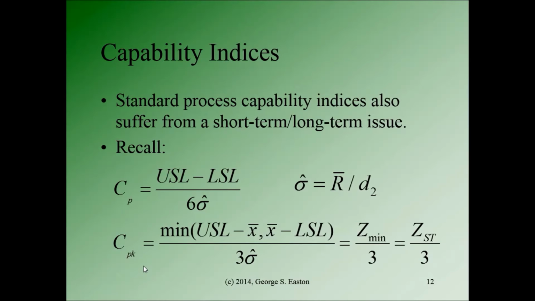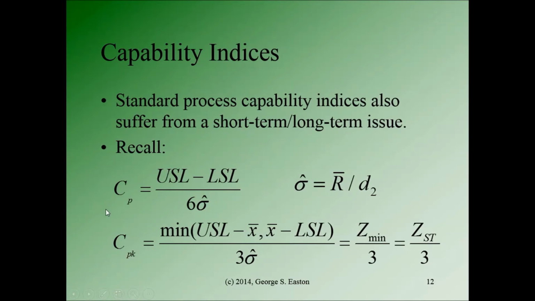Next, I want to talk about process capability indices because they also can suffer from a long-term, short-term kind of issue. So first, recall the definition of the standard process capability indices C sub P and C sub Pk. C sub P is simply the distance between the specification limits divided by 6 times an estimate of the process standard deviation. And the basic idea here is that we kind of consider that an entire normal distribution is within plus or minus 3 sigma. So this ratio is really asking the question, how many normal distributions fit inside of the specification limits.